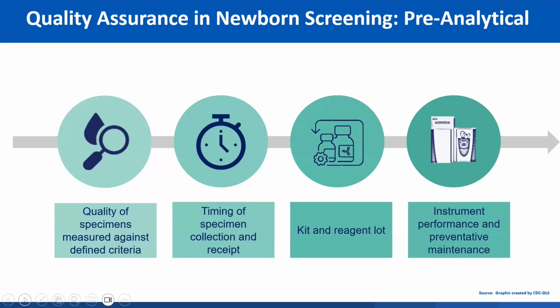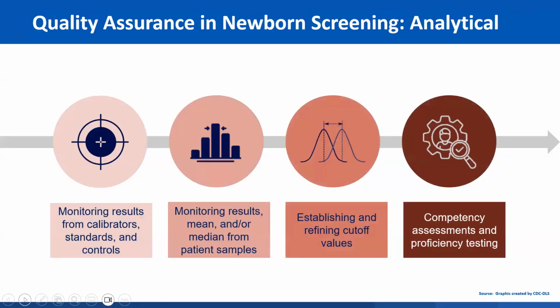In the analytical space, quality assurance efforts include monitoring calibrators and standards and controls, verifying biomarker measurement trends to make sure that you're tracking any sorts of trends that you may be seeing, refining cutoffs, maintaining staff competency and proficiency testing performance of your testing process and system.